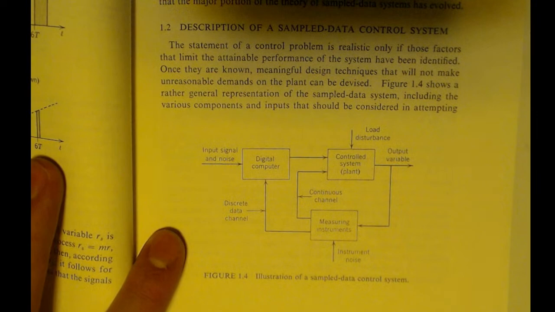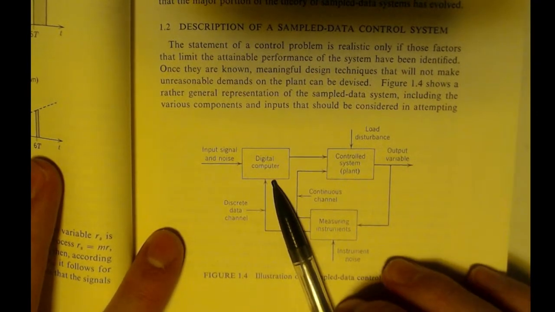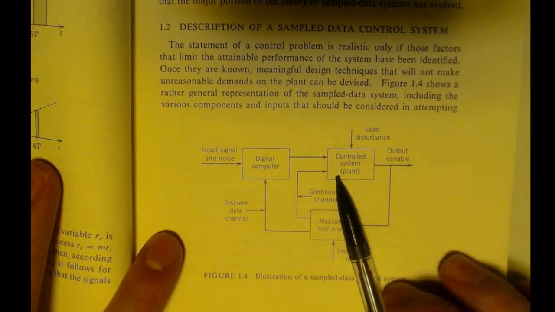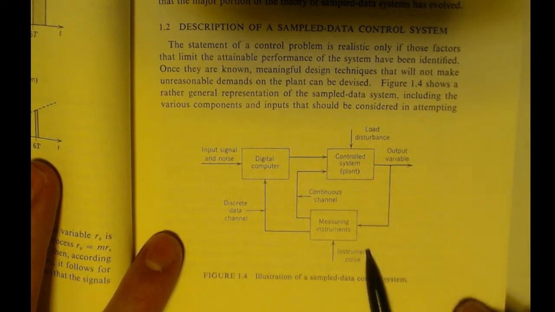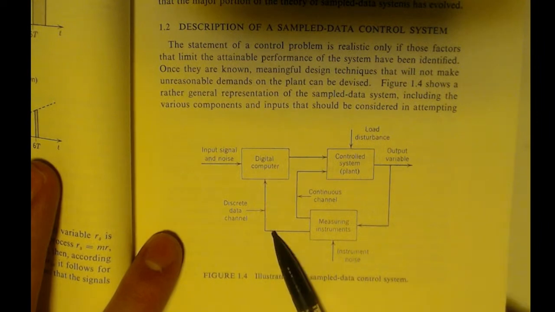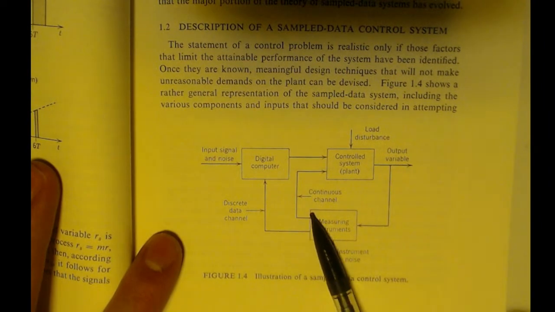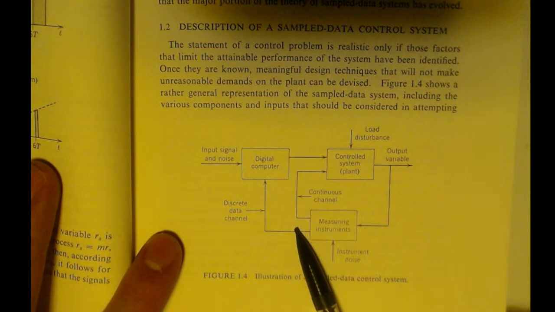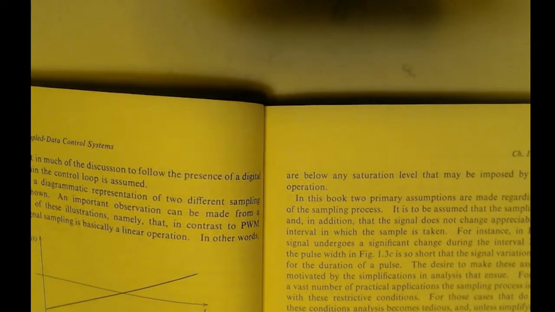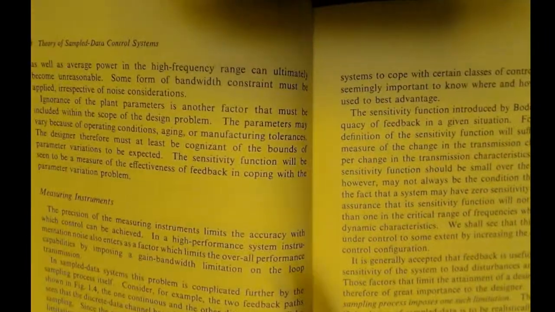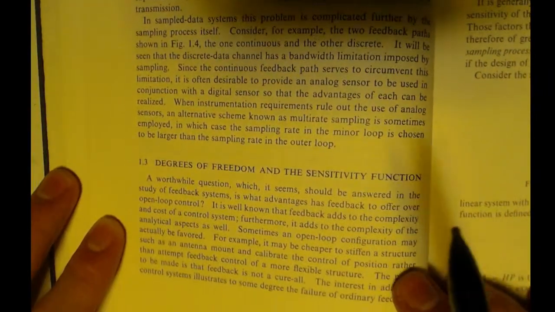So we have input signal and noise, digital computer, control system, output variable, measuring instruments, instrument noise, discrete data channel, and continuous channel. I actually don't know what this is supposed to be, but yeah, none of this is that deep. Okay, here we go. We have a definition of the sensitivity function.